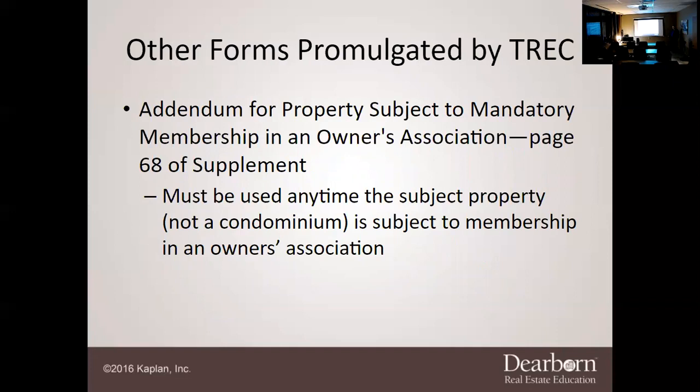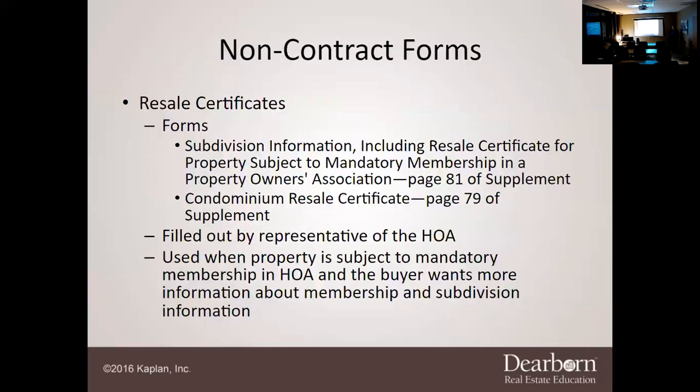When we submit that to title, or the listing agent will contact the HOA and ask the HOA to complete the subdivision information, including resale certificate for property subject to mandatory membership in a property owner's HOA. If it's a condominium, of course, they have to fill out the condominium resale certificate, okay? So it's used when the property is going to be subject to mandatory membership in an HOA, and the buyer wants more information about membership and subdivision information.